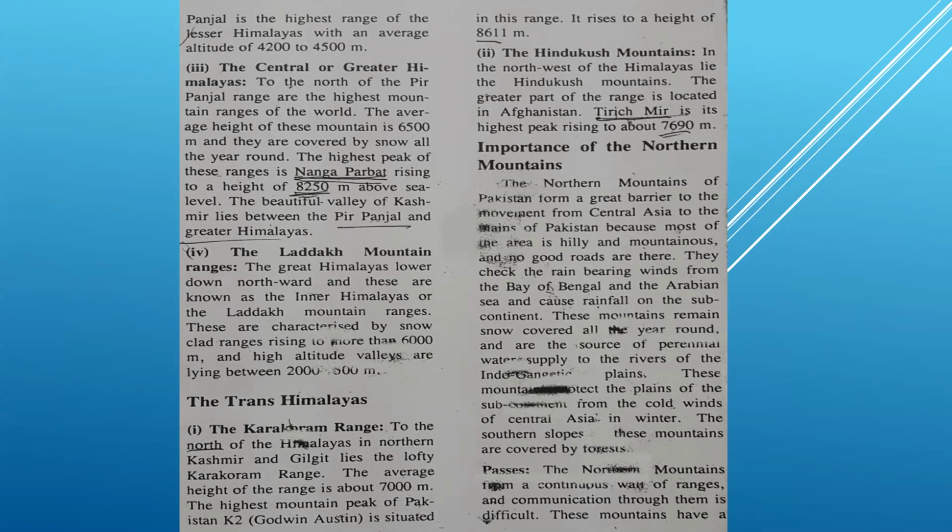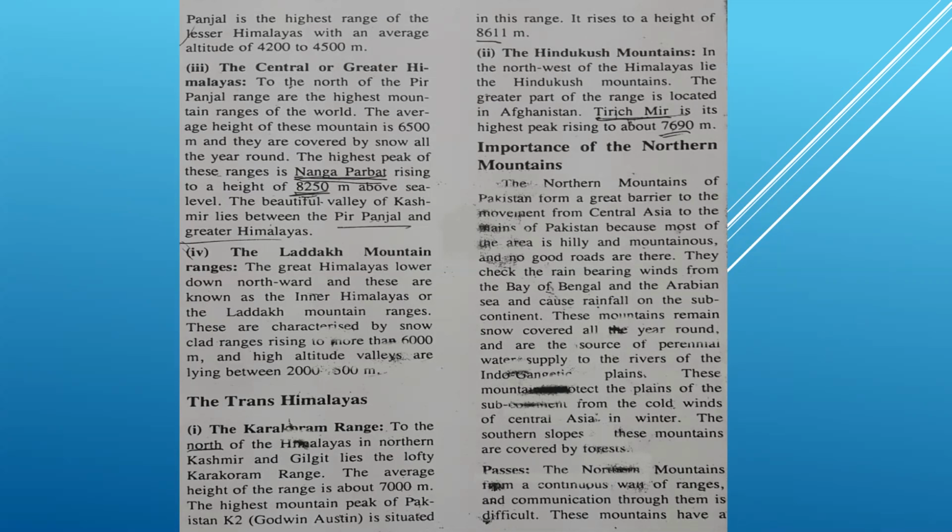The second highest mountain in the world and the highest mountain of Pakistan is K2, Godwin Austen. Its name is Godwin Austen. It is situated in this range. And what is the height of K2? It can be in MCQs: 8,611 meter.